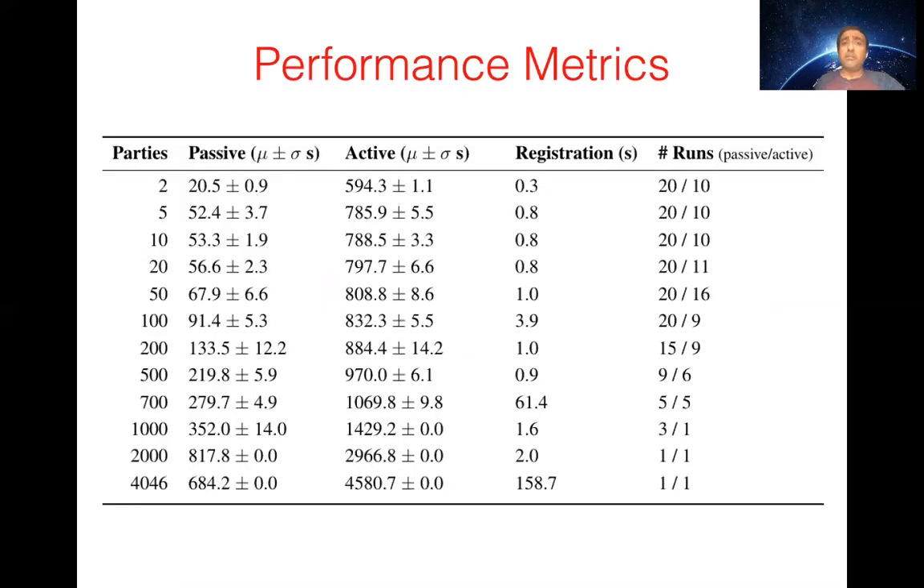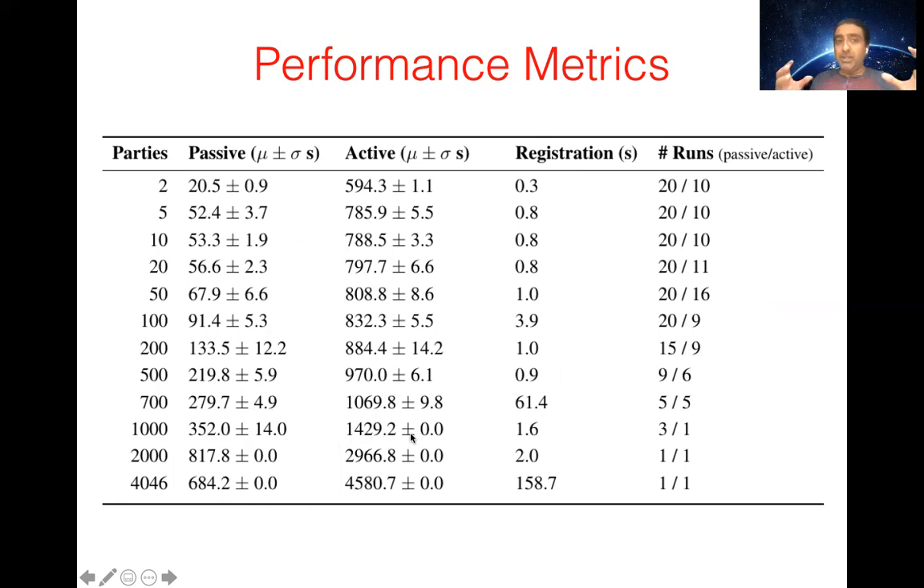So let me tell you quickly about our performance. For 2 parties, the passive took 20 seconds and the active took 10 minutes. And you'll notice that as we increase the number of parties, the passive and active scaled really nicely. In fact, these numbers should not change. They increase slightly, but then it goes higher. If you look at 1,000 parties, we took about 6 to 7 minutes for the passive part and about 20 to 25 minutes for the active part.